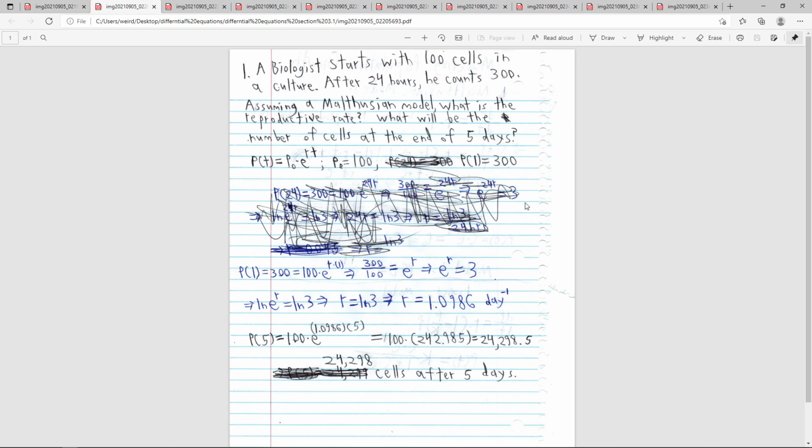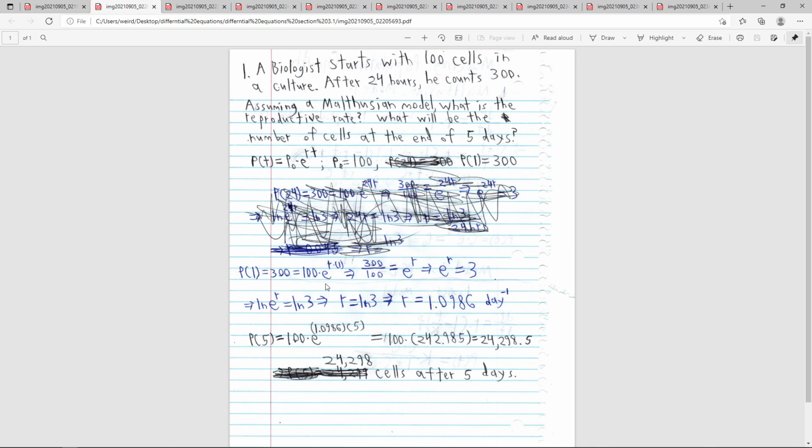The official solution wants it in days. I did it in hours, but I scribbled out. You can do this in hours though if it's not explicitly asking for it. Just make sure you note you're doing this in terms of hours for reproductive rate instead of days.